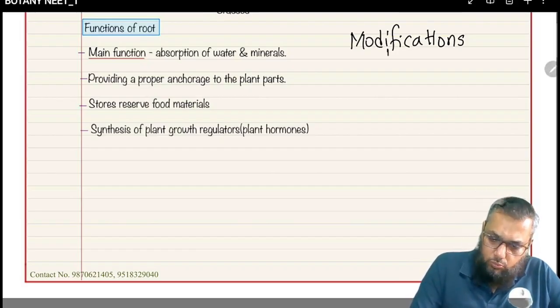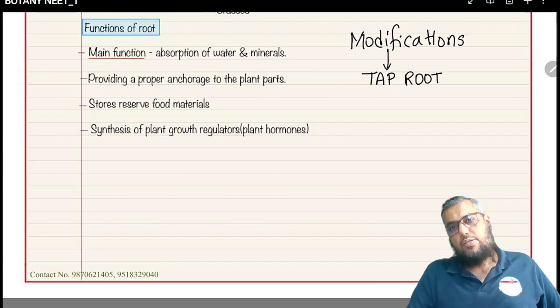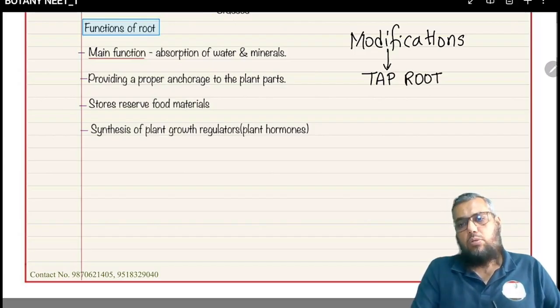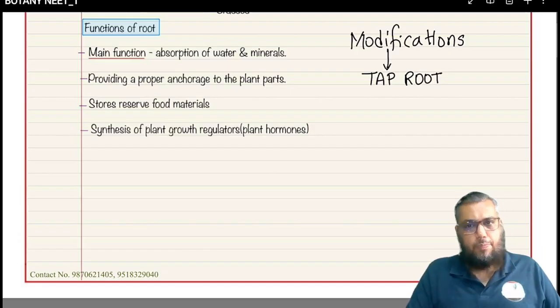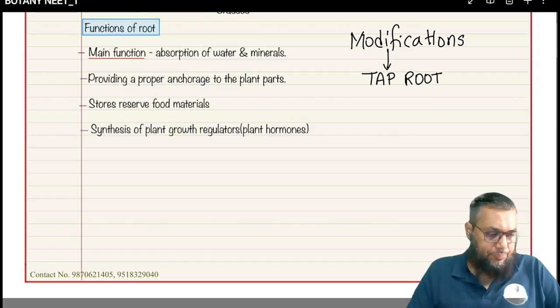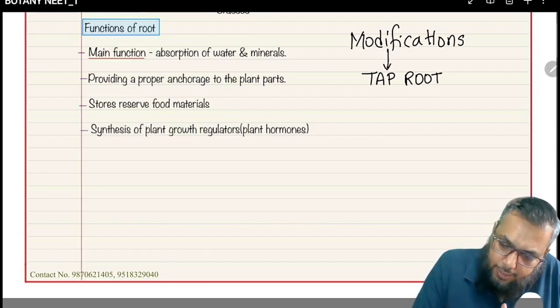So if I talk about the taproot. Like just now we saw that the taproot shows the presence of a primary root, secondary root, and a tertiary root, and it develops from the part which is called the radicle. Correct. So the taproot can get modified for food storage.